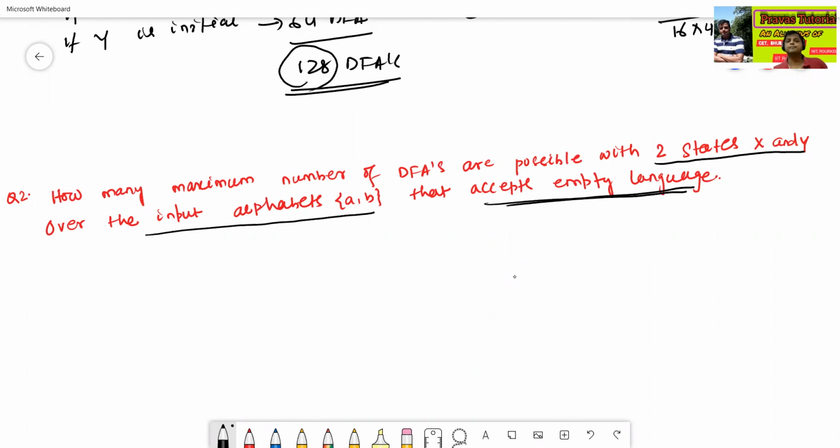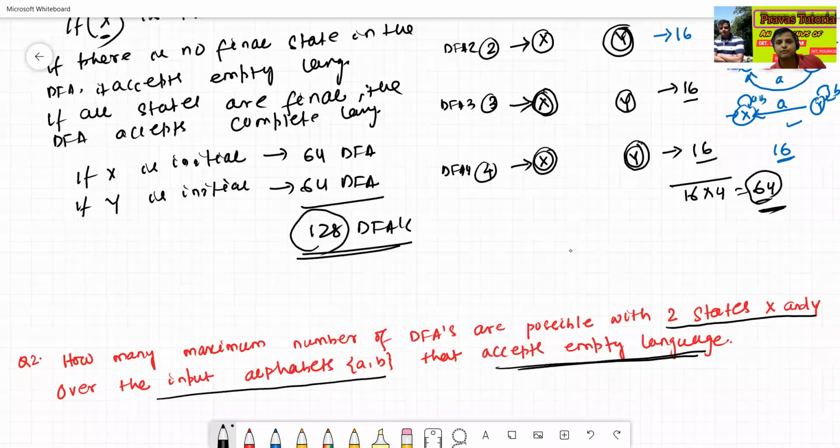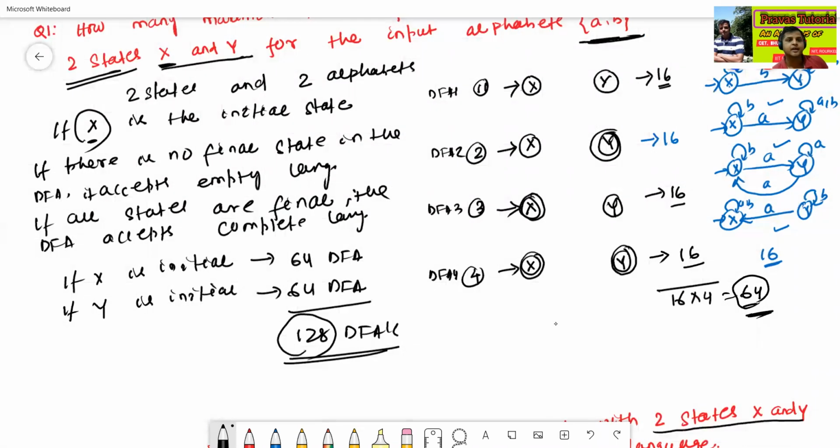In the next question, we'll see how many maximum DFAs are possible with two states X and Y over the input alphabets A and B that accept the empty language. What is the meaning of this? Empty language means, as we have already discussed, if there is no final state in the DFA, it accepts the empty language. Just see the first case, DFA1: there is no final state, so this DFA accepts the empty language.